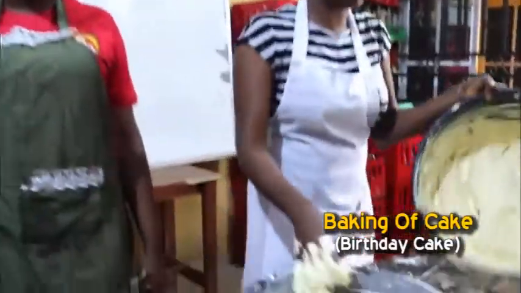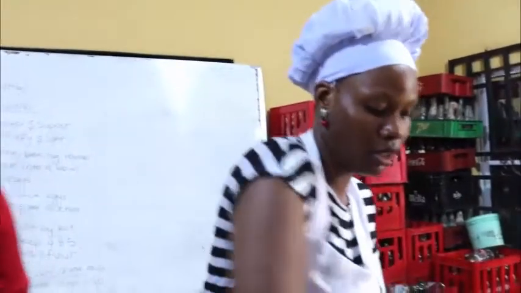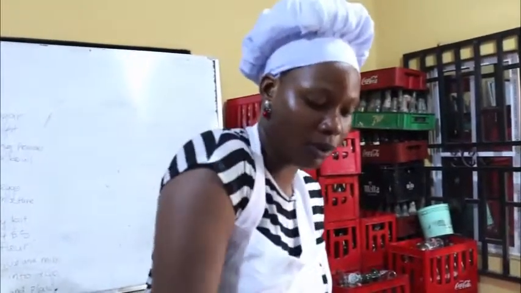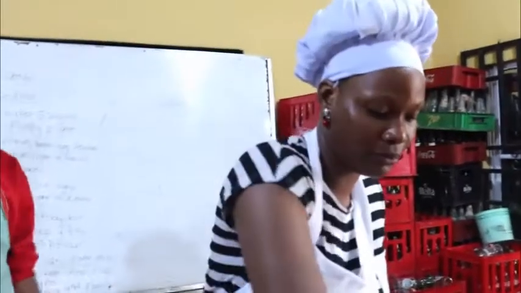Pour it in another bowl. If you remember what I said, we're going to have 2 colors of cake. One vanilla cake and one brown cake. Brown cake is just the color that makes it brown. It's nothing special.